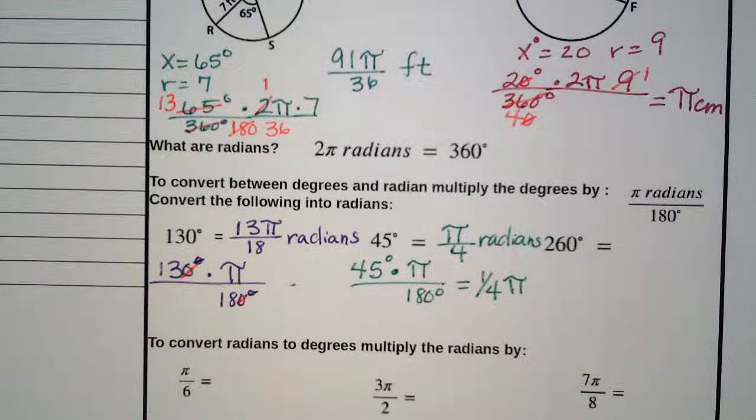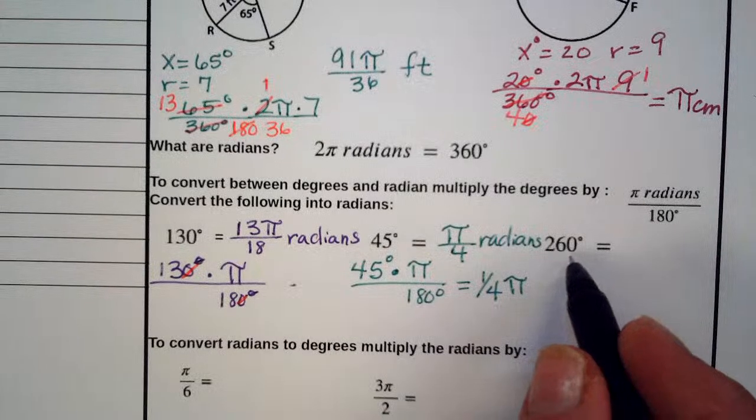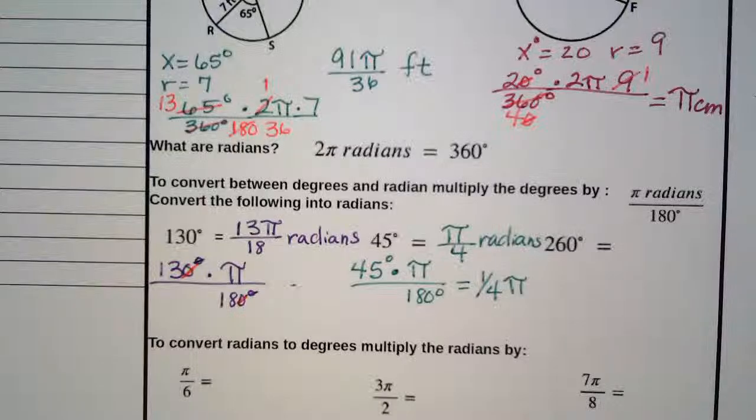Okay, pause the video. You can do the last one on your own. If you do not want to simplify the fractions, put them in the calculator, hit your math button twice, and it will simplify it for you. Pause the video and find how many radians 260 degrees is.